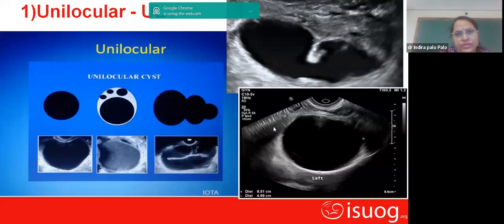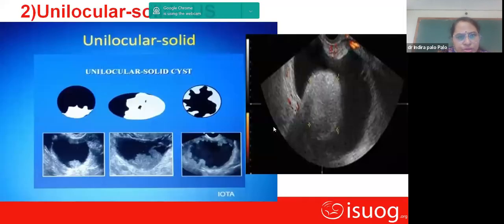So how does a unilocular mass look? A unilocular mass is simple: there is no septa, it is a circumscribed lesion, and it contains anechoic fluid. As I have already described, a hydrosalpinx is also a unilocular mass because the septum is not complete. A unilocular mass looks like this on ultrasonogram, and it is abbreviated as UL. The next is the unilocular solid.